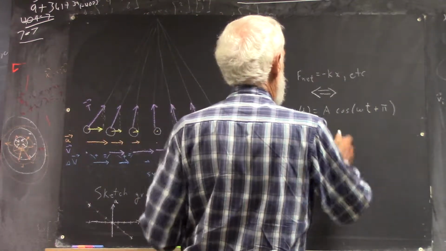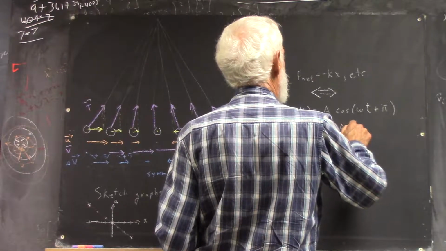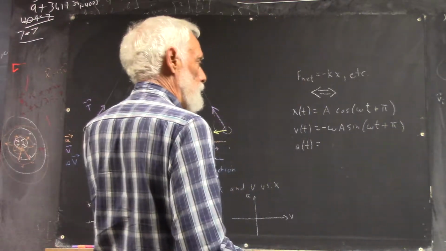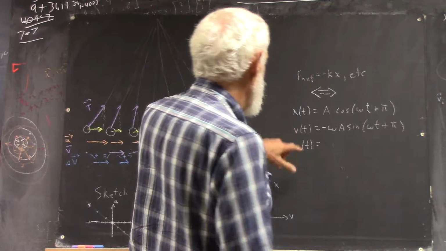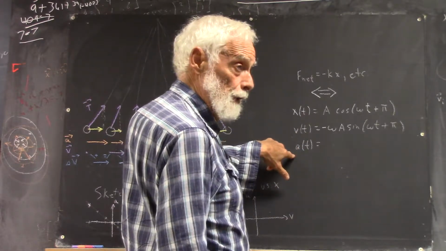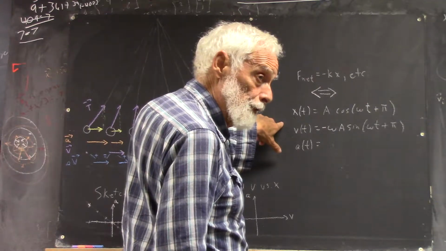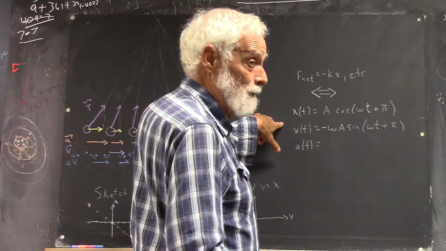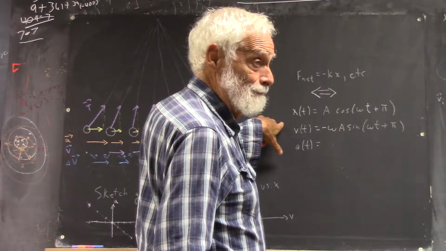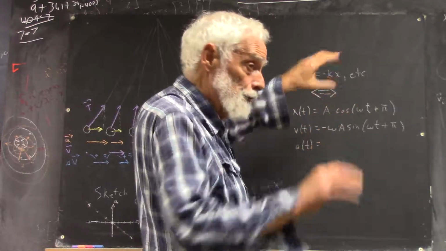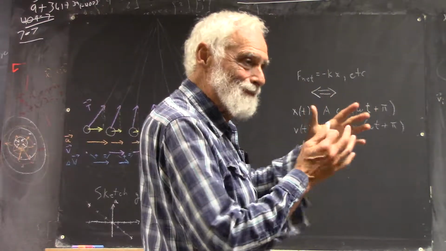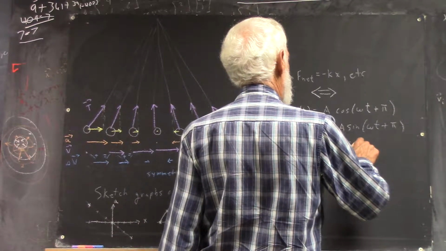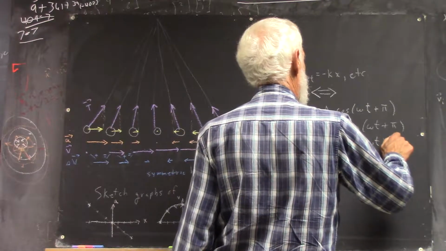Okay, so anyhow, you take this derivative, you get negative omega A sine of omega t plus phi. And then you take the derivative of that to get the acceleration, because acceleration is the rate of change of velocity with respect to time. Anytime I ask you what the definition of velocity or acceleration is, that's your answer, not some fuzzy concept. So you get negative omega squared A cosine of omega t plus phi.